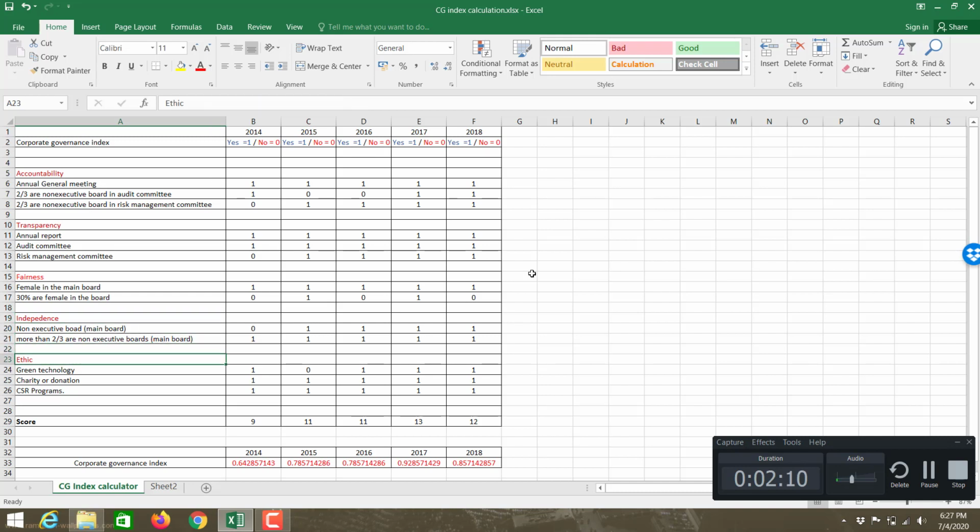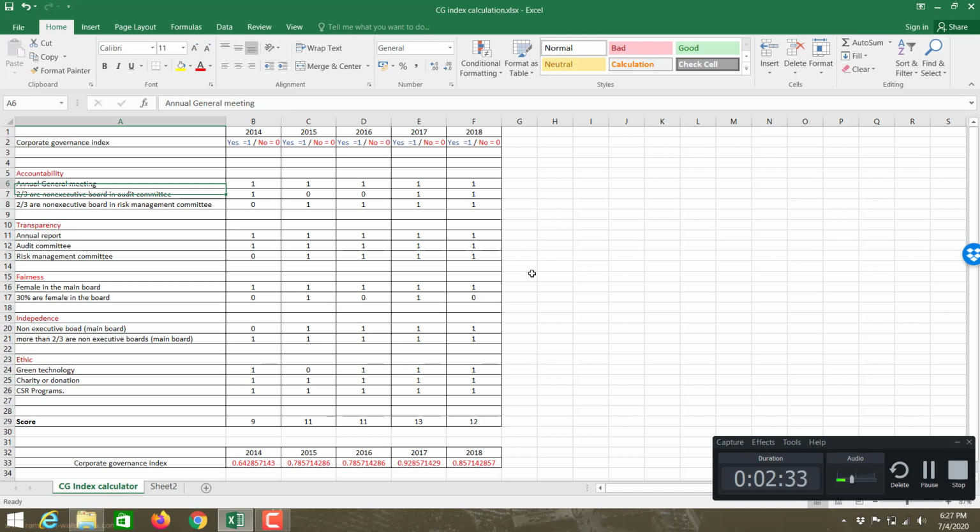And then we look at ethics. Whether you have ethic element in your company. Example of ethic is green technology. You engage in solar panel, solar power, solar energy, or renewable energy, or clean energy, and so on. And then, do you do charity and donation, and do you have CSR programs?